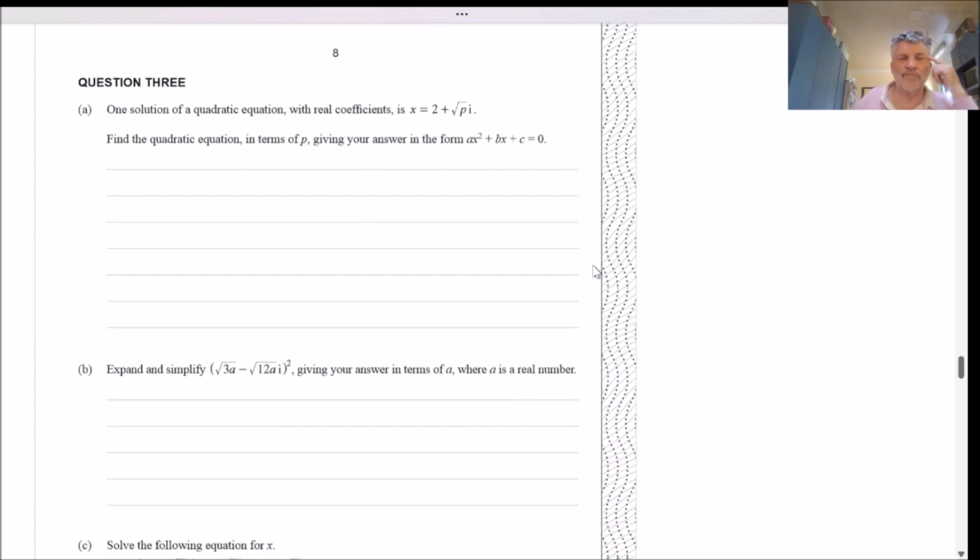Question 3 tells us one solution of a quadratic equation, and says the quadratic equation has real coefficients, and we are to find the quadratic equation in terms of p, giving your answer in the form ax squared plus bx plus c. What's important in this question is that it tells us the quadratic equation has real coefficients.